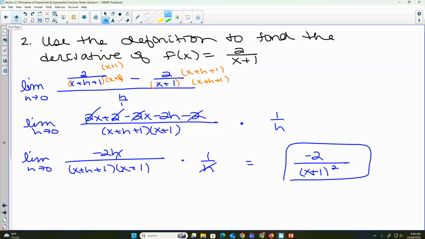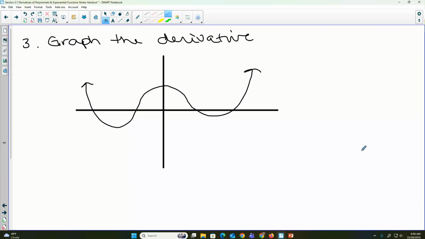A graphing one. So if I just give you a picture of a graph and ask you to graph its derivative, just a sketch, nothing too precise, what am I looking for? Okay, we need to find our x-intercepts. So I'm looking for where we have a horizontal tangent line. So that's here, here, and here. And we know anywhere we have a horizontal tangent line, the derivative is 0.